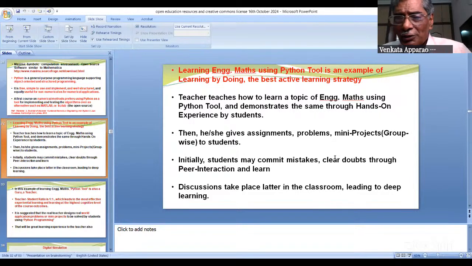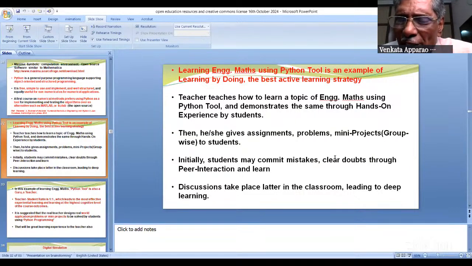Right. So whenever the students use these free and open source software tools, you have to teach them first. You have to provide them hands-on experience. Then they master the free and open source software. Once they master it, that tool is the guru to the students.